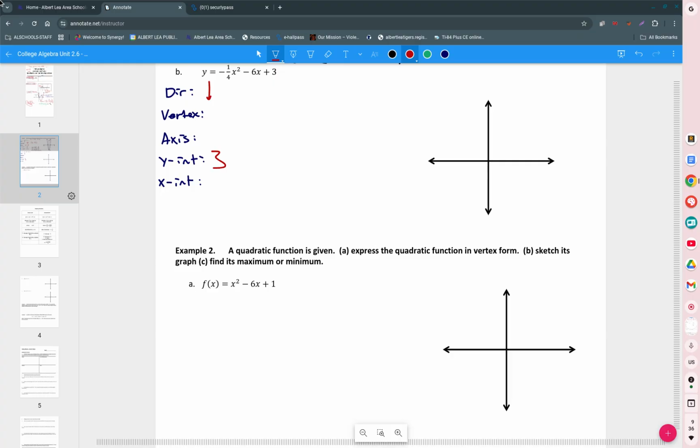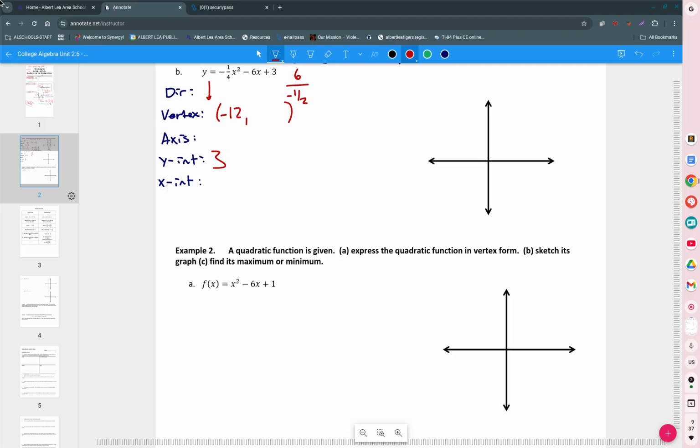Great. I'm going to do the vertex, so I take -b. So -b is +6 divided by twice the a value. What's twice the a value? -1/2. 6 divided by -1/2. I don't ever divide by a fraction. I multiply by the reciprocal, and I get -12. Okay? It's making sense now.